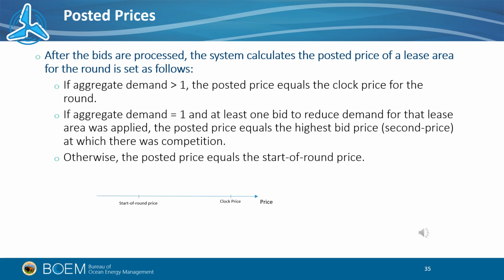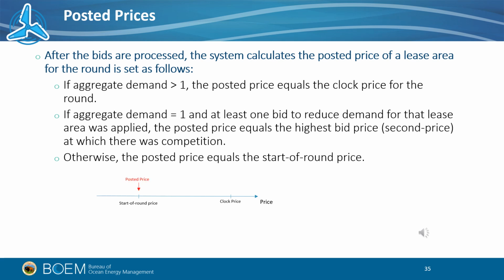The posted price of a lease area depends on whether aggregate demand exceeds 1. If aggregate demand exceeds 1, the posted price will be set equal to the clock price for the round. If aggregate demand is equal to 1, and at least one bid to reduce demand for that lease area was applied, the posted price will be the highest price at which there was competition. That is, the posted price will be the price at which a reduction caused the demand to equal 1. Otherwise, the posted price will be set equal to the start of round price.